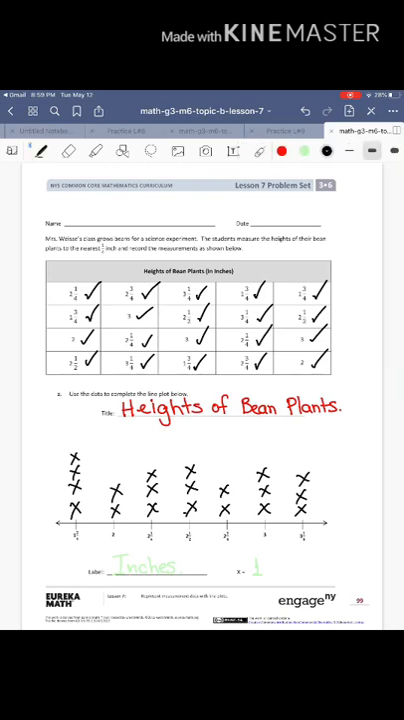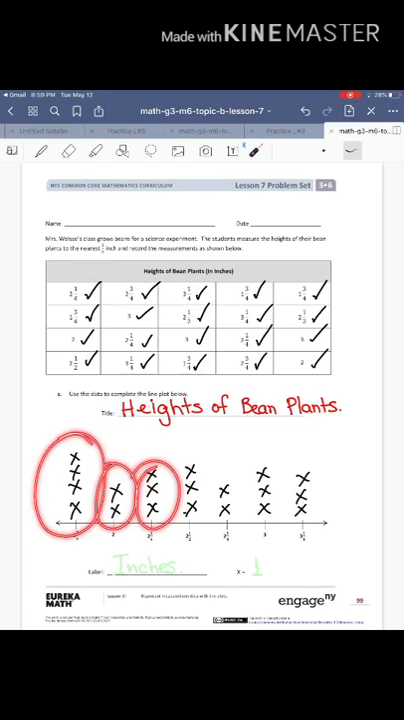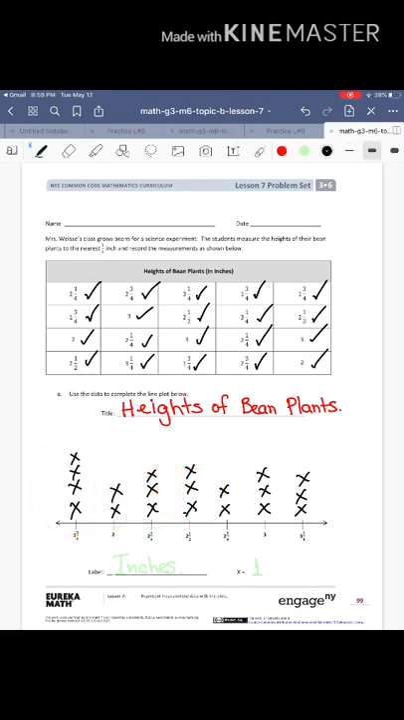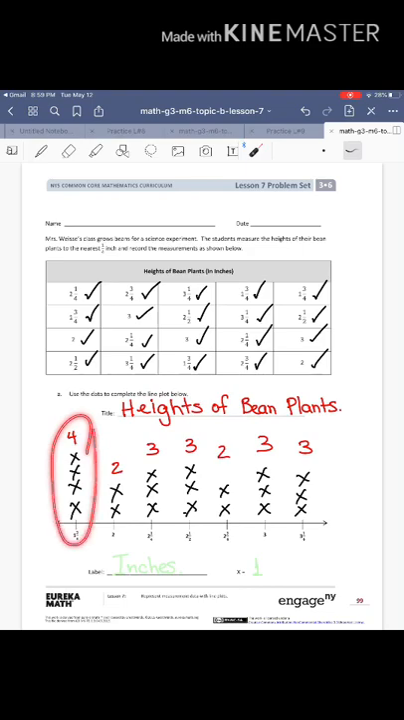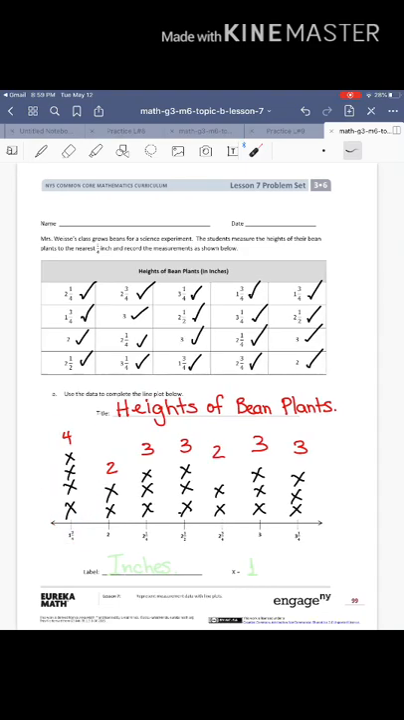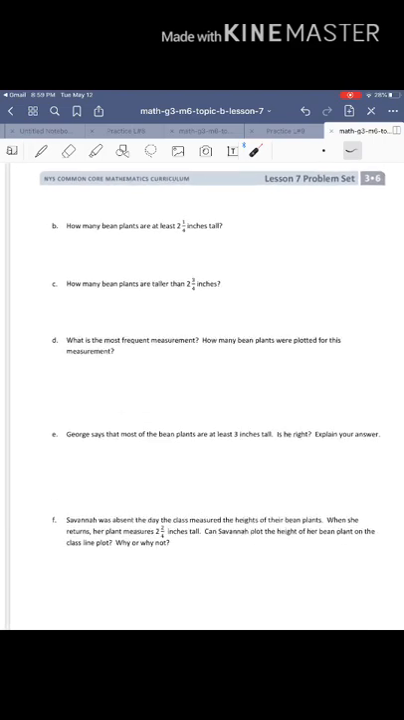So remember, what I want to figure out is the number of X's and have the total for each. So in 1 and 3/4, I have a total of 1, 2, 3, 4. I'm just going to write it here. And here I have 2. And then here I have 3. And then here I have 3. And then 2, 1, 2, 3, and 3. So that's the total number of plants that I have under each measure, right? So let's move on to the next page to see what information they're asking for now.